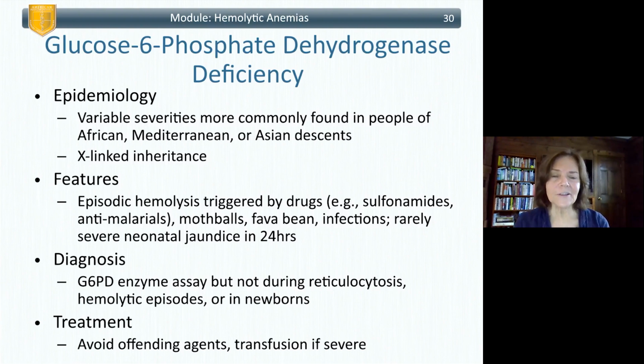The treatment for this condition is you want to avoid all the offending agents, so we often give the family a list of medications and chemicals to avoid in their lifetimes, and we also put it in their chart so that anesthesiologists are aware and pediatricians are aware, and everybody's aware of what medications to avoid. In severe hemolysis, transfusion is often necessary.